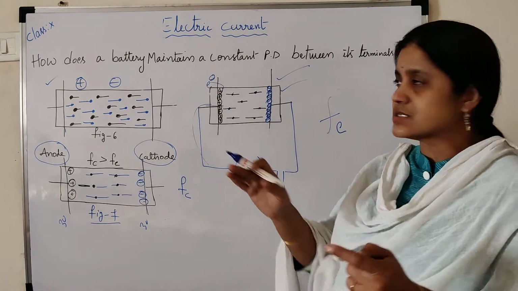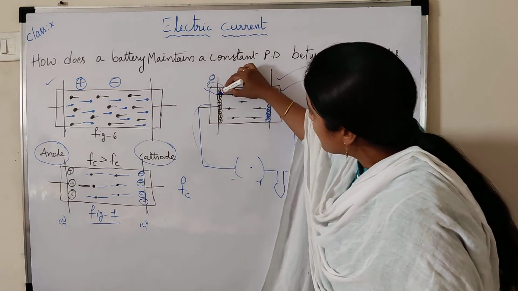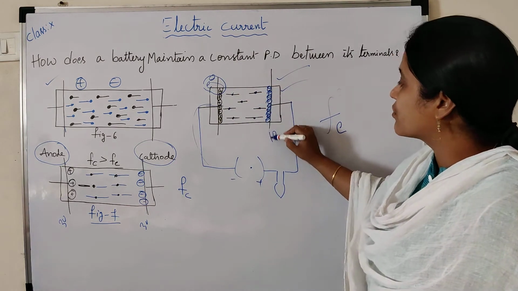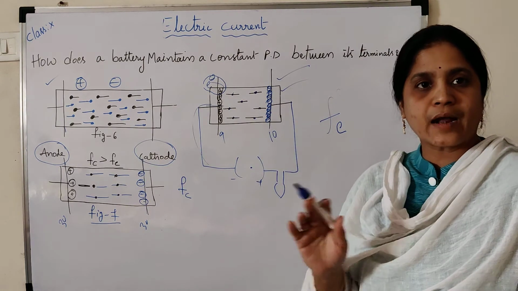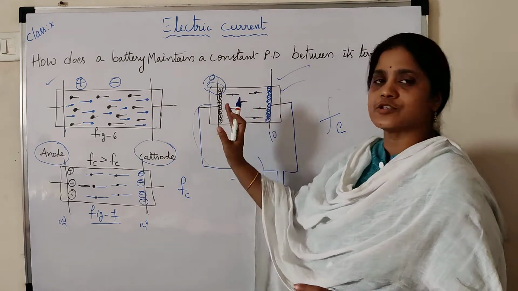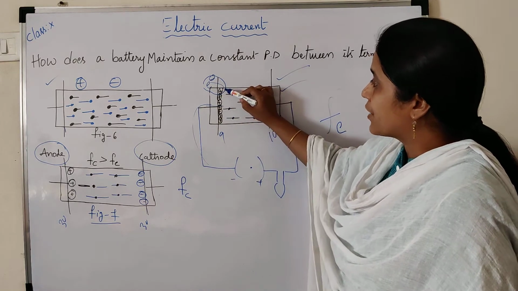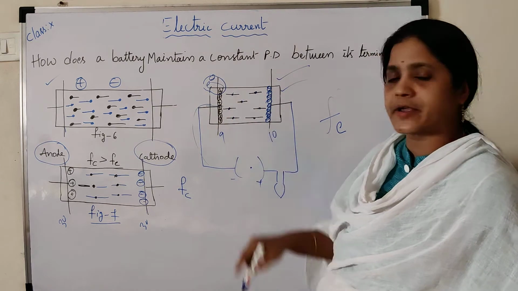Once electrons are attracted to the positive ions, the number of positive charges here decreases. Suppose 10 positive charges are there, now only 9 remain. But in a battery, both kinds of ions should be equal. Once the electron is attracted by this positive ion, the number of positive charges is decreasing.